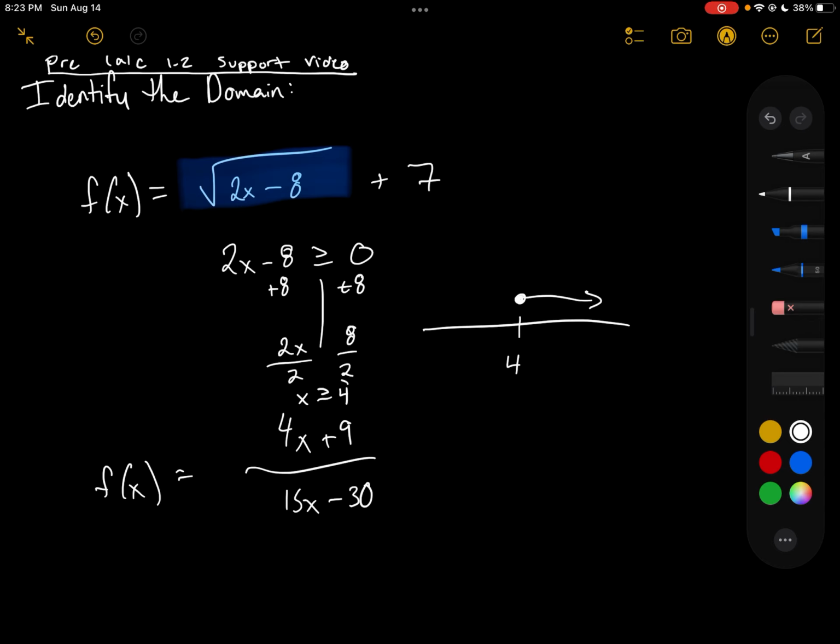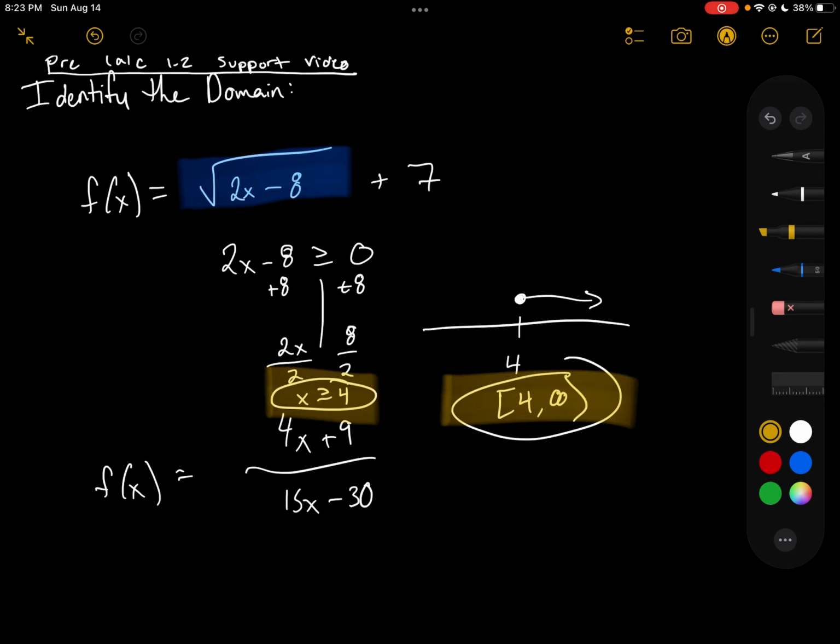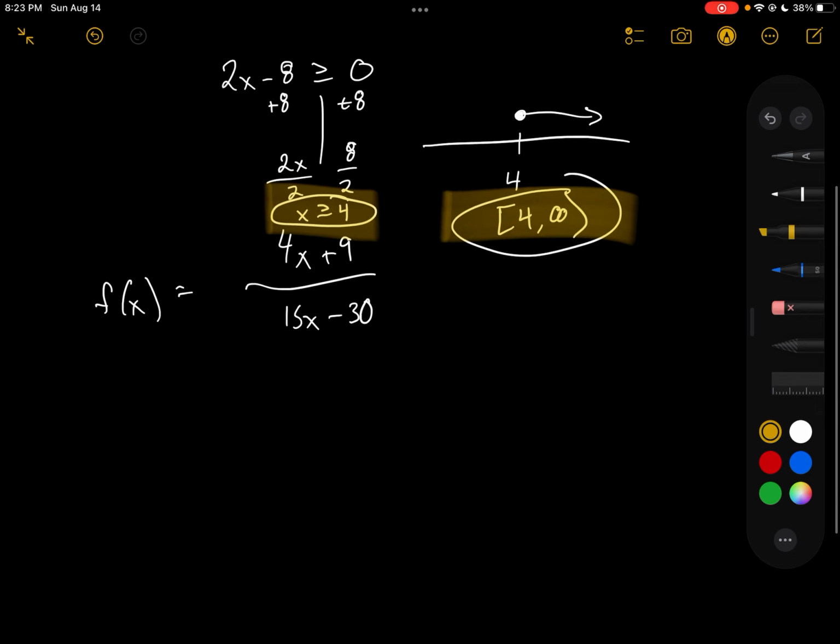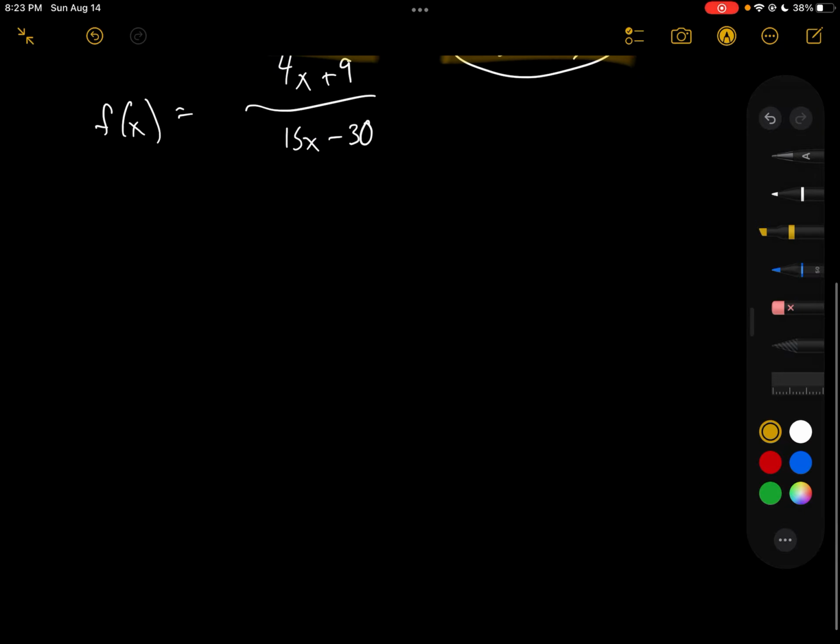So our solution for our domain, we can either write it as x is greater than or equal to 4, or we can use the interval notation from 4 to infinity. So either of these, I'll put them in yellow, works as an answer. It just depends on what the question is asking you. So in this case, again, if you have a root, greater than or equal to 0, solve from there.